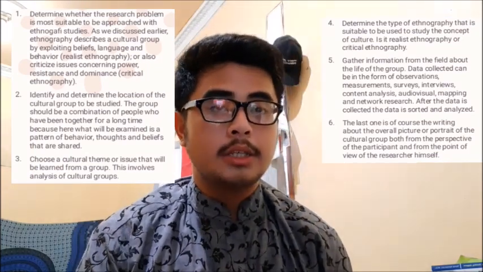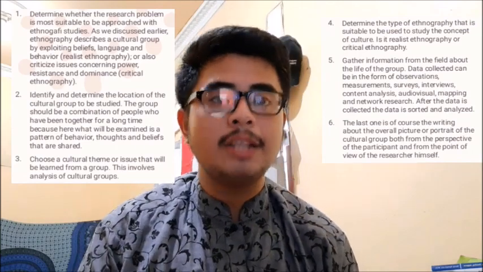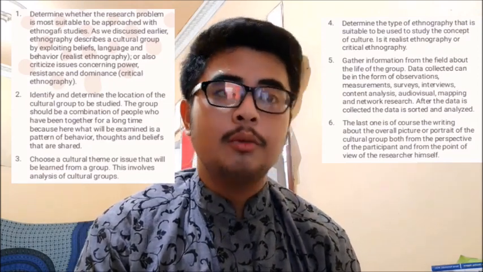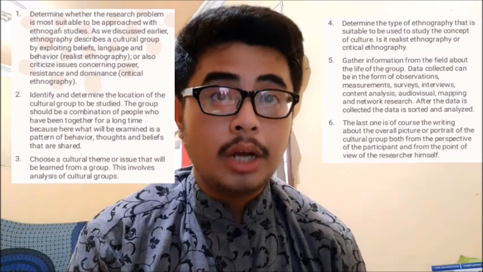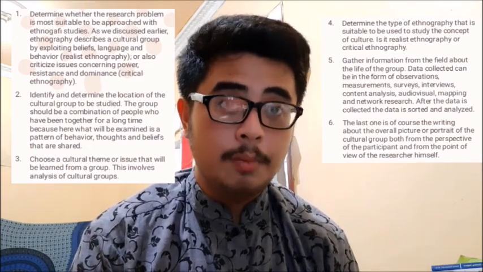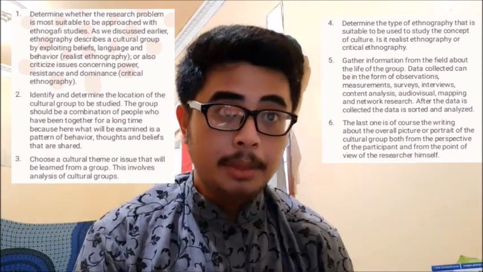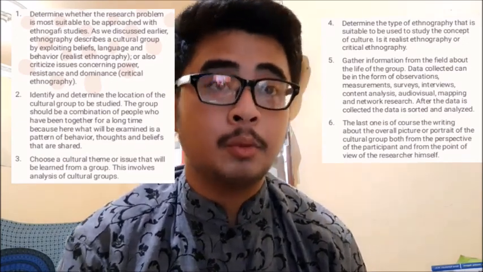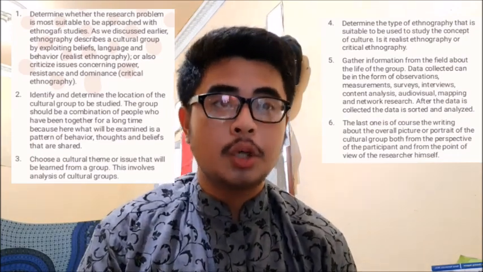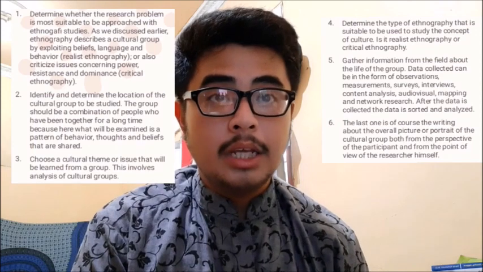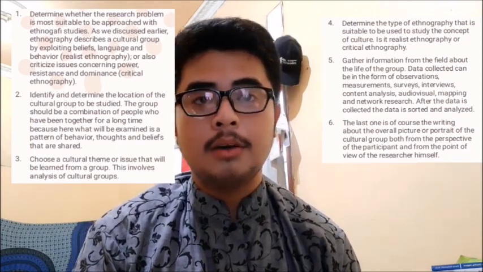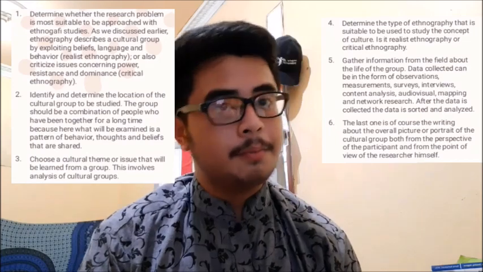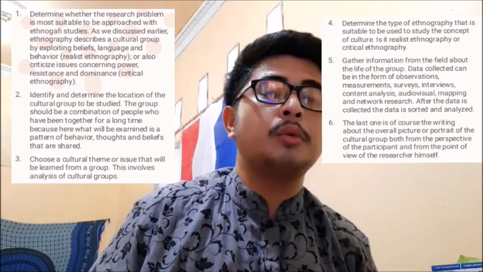And also, the researcher determines the type of ethnography that is suitable to be used to study the concept of culture, whether realist ethnography or critical ethnography, and gathers information from the field about the life of the group. Data collected can be in the form of observation, measurement, survey, interviews, content analysis, audiovisual, mapping, and network research. After the data is collected, the data is stored and analyzed. The last one is of course the writing about the overall picture or portrait of the cultural group, both from the perspective of participants and from the point of view of the researcher himself.